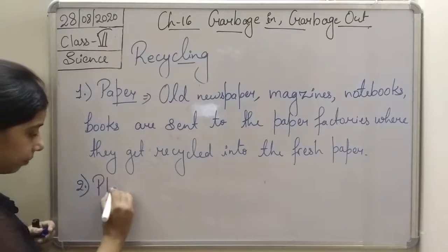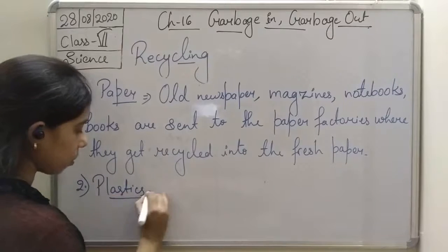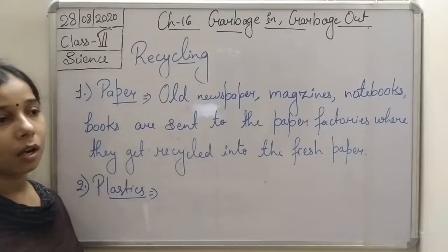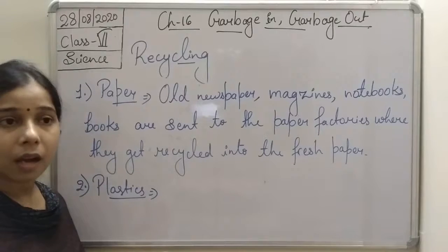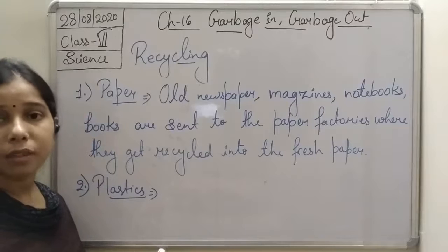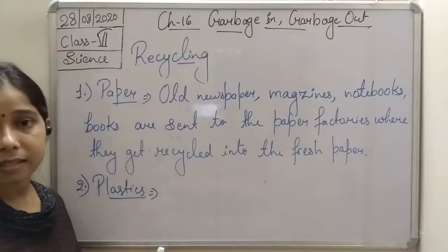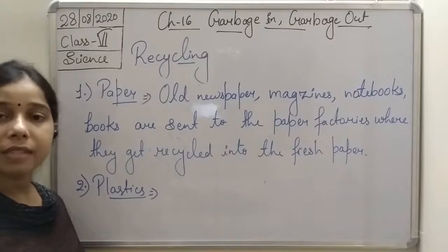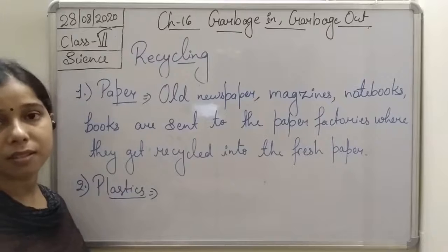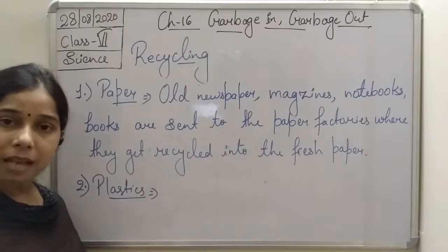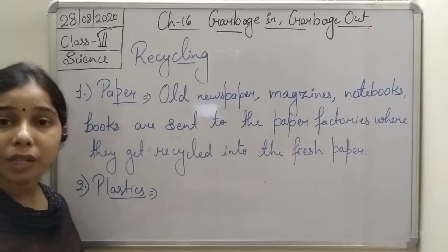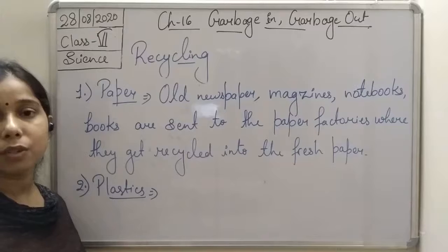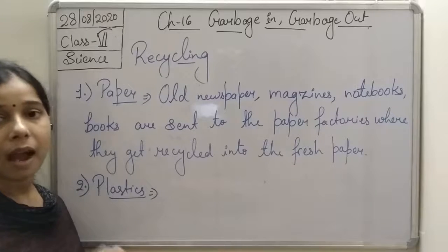If we look at plastics, you see a lot of plastic bags, plastic cans, plastic toys, cups, and plates. All these things made of plastic, this old and discarded plastic, we will collect and send to a plastic processing factory where the plastic is melted first and remolded into a different shape. So again we are converting it into a new form by melting and remolding it.